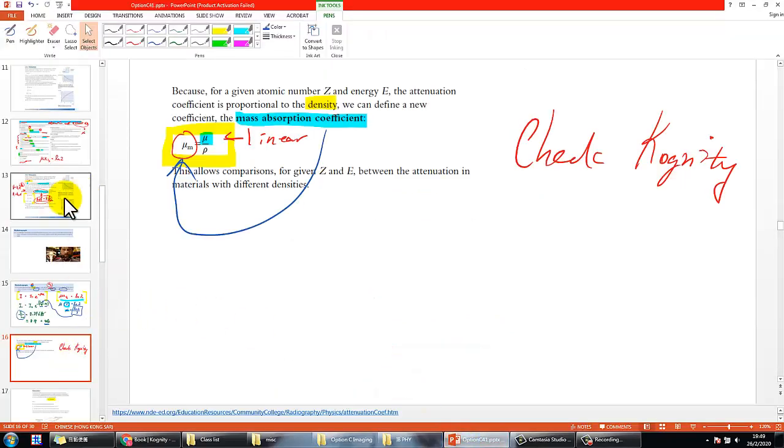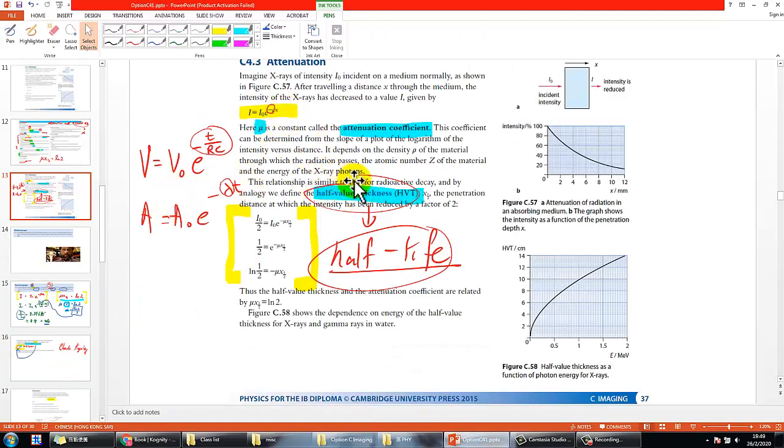Speaking of units, actually think about what's the unit of mu in the equation, right? In this equation, so let me write again: I equals I naught e to the negative mu x. What's the unit of mu then? Let me give you 3 seconds, think about it.